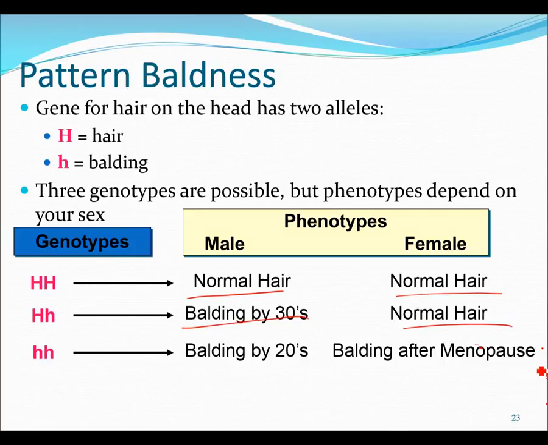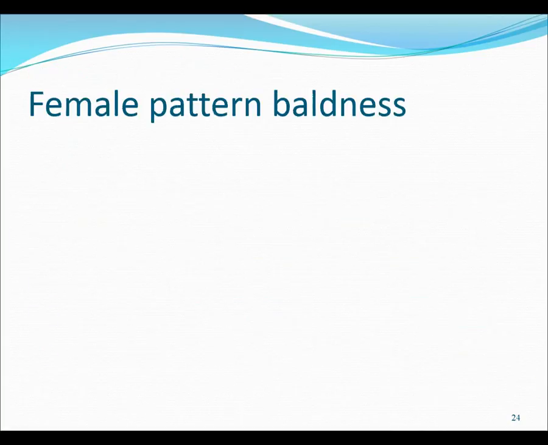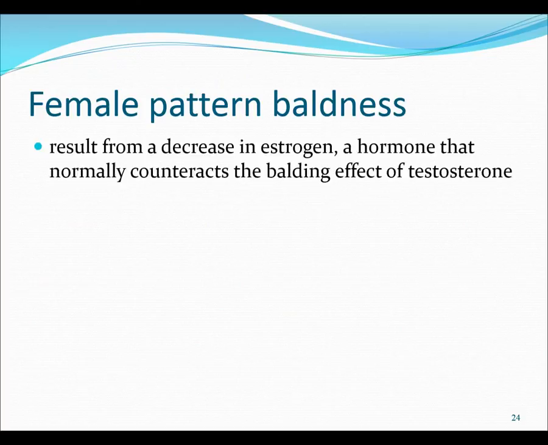The reason being is because at menopause, you have lost your estrogen, which was negating the effects of testosterone. So you're balding after menopause. So female pattern baldness, again, is due to the fact that estrogen was counteracting the balding effect of testosterone.